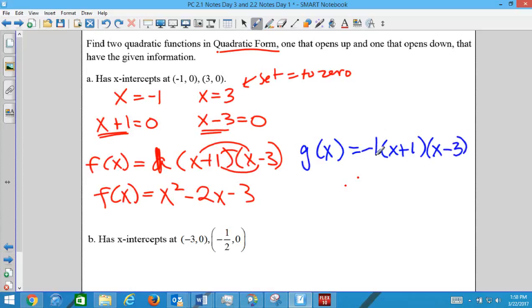Negative 1 sounds good. Now, when you multiply three things together, you don't have to multiply left to right. When you multiply everything, you can multiply in any order you want. So I'm choosing to multiply these two together first. Why? Because I already did it. So I'm going to take that answer and multiply by negative 1. Negative x squared plus 2x plus 3. Done.